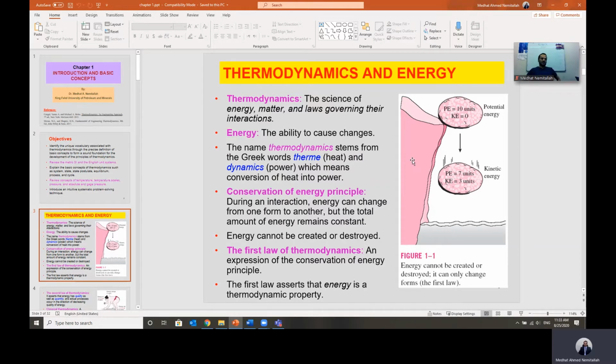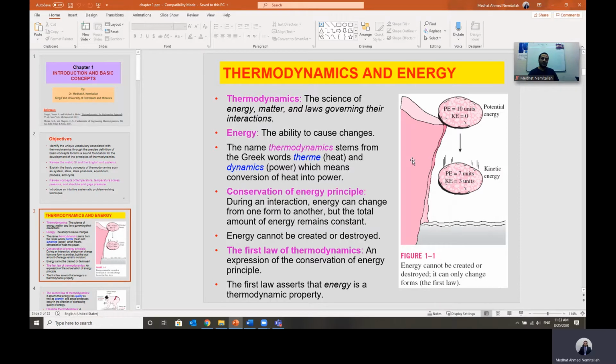Thermodynamics and energy. Thermodynamics is the science that deals with energy and matter and the laws governing their interaction. Laws governing the interaction between mass and energy are the first and the second law of thermodynamics. So thermodynamics is mainly the first and the second law of thermodynamics.